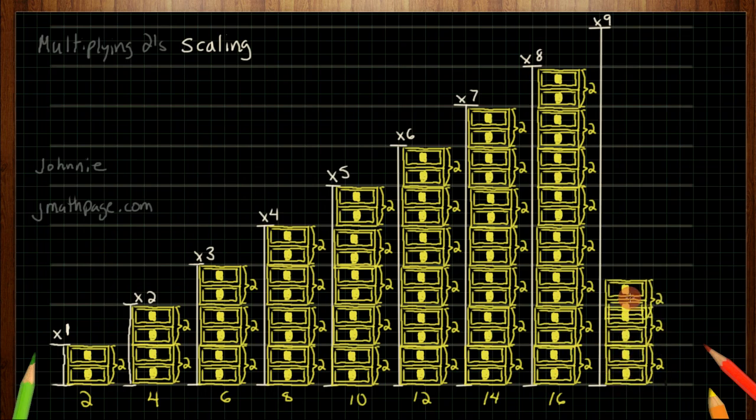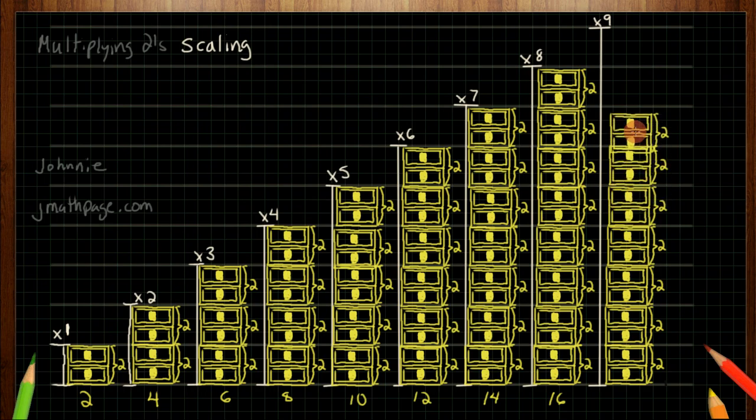And our last one? 1, 2, 3, 4, 5, 6, 7, 8, 9. So tall. How many do we have? We have 9 stacks of 2 boxes. How many boxes altogether? 2, 4, 6, 8, 10, 12, 14, 16, 18 altogether. 18 is 9 times as much as 2.